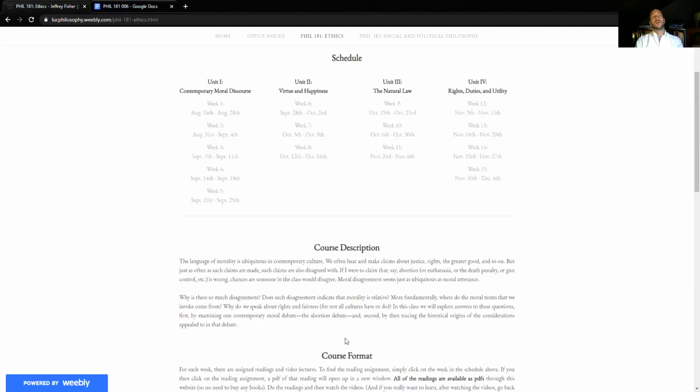And the way that we're going to proceed in this first part of the course is by looking at a particular example. We're going to look at an example of an ethical issue, and how people discuss it today. The issue that we're going to be discussing is abortion. Most of the first part of the course is arguments around abortion, arguments in favor of its moral permissibility, arguments that it's morally impermissible.